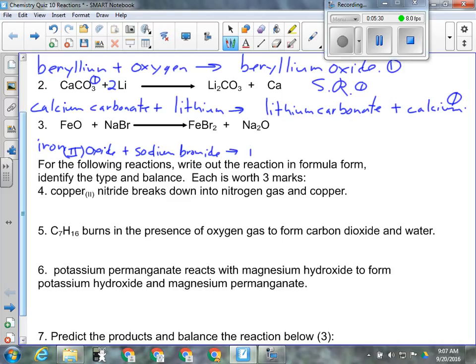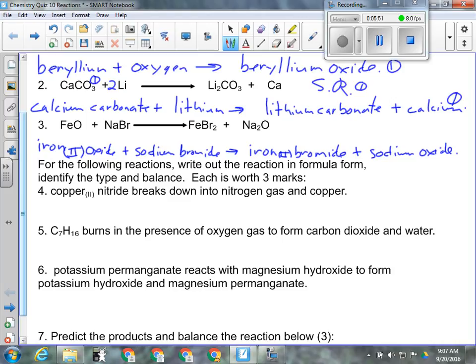to produce iron 2 bromide and sodium oxide. The reaction has to look like mine or they don't get the mark for the reaction. Okay?